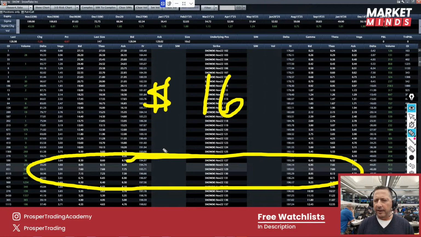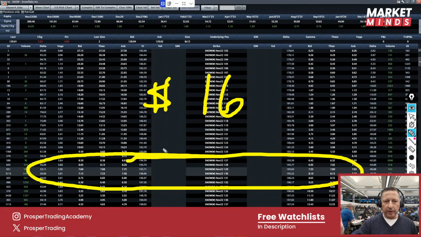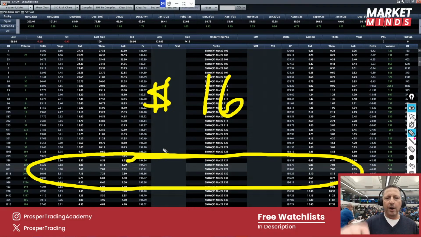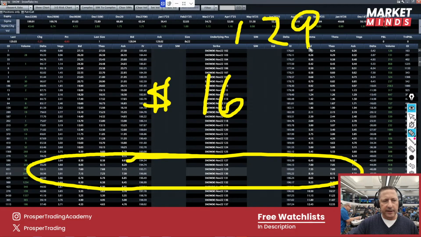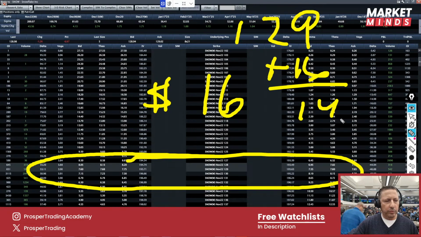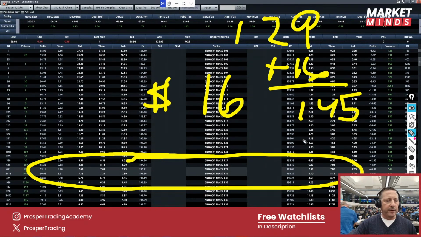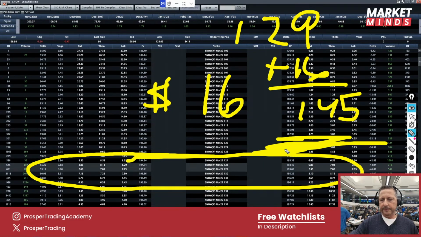It's loud down here. Okay, there we go. Don, thank you. We can use 15. I used 16. So if we are bullish and we want to take advantage of IV crush, we could look at 129 where the stock is right now, plus 16. We could target the 145 strike. Okay, so that's what we're going to do here.